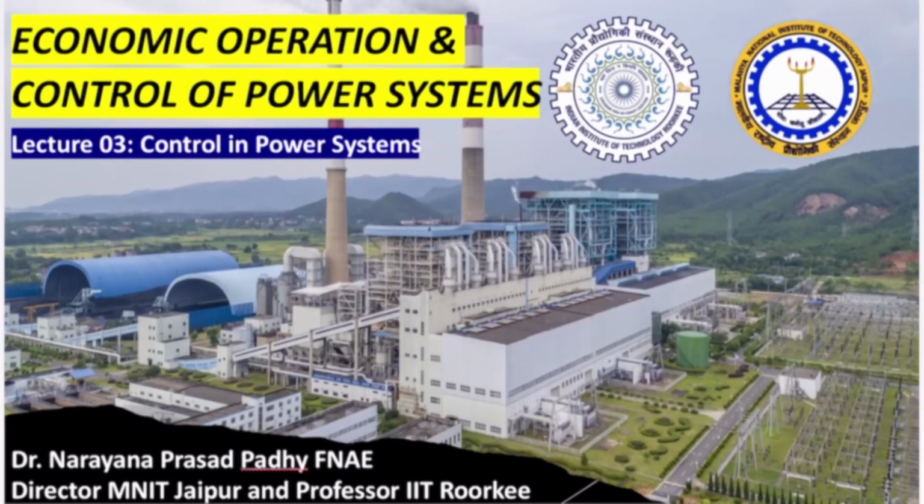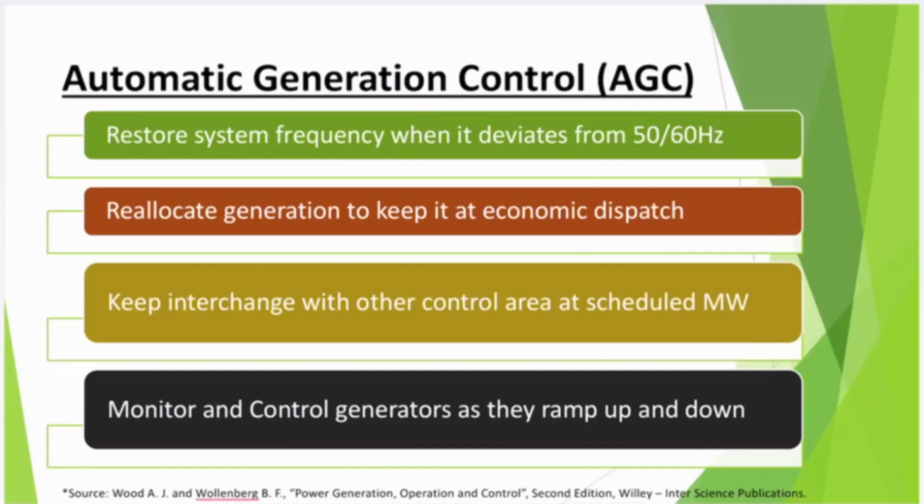As you know, the important aspect of power system is control engineering, where we need to control the power outputs. Specifically in automatic generation control, we are expected to restore the system frequency when it deviates from either 50 or 60 Hz. It is also important to relocate generation to keep it at the economic dispatch point, keep interchange with other control areas as scheduled megawatts, and monitor and control generators as they ramp up and ramp down.